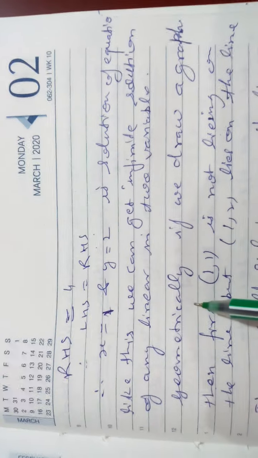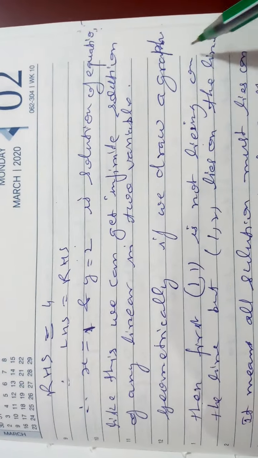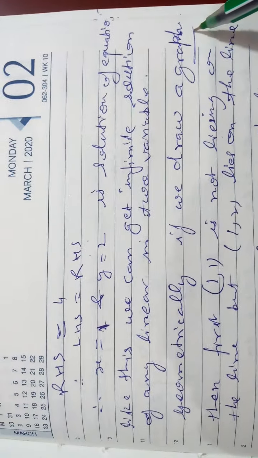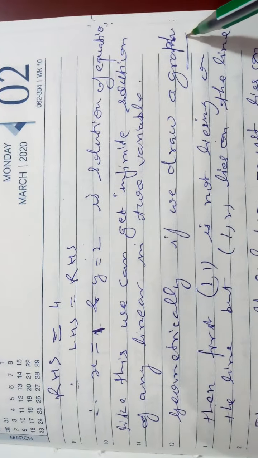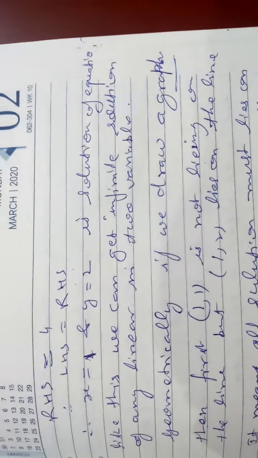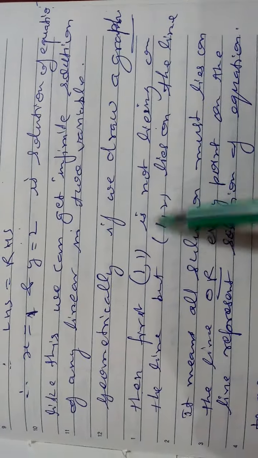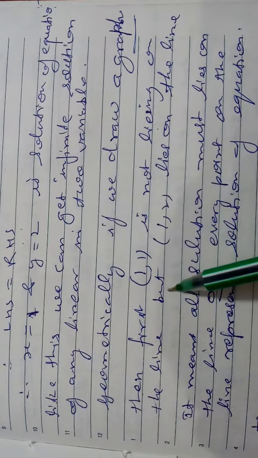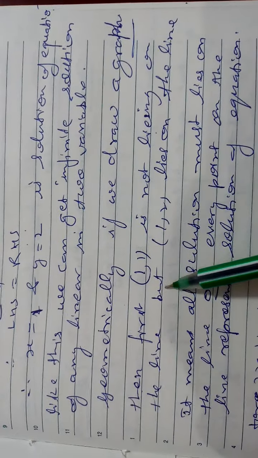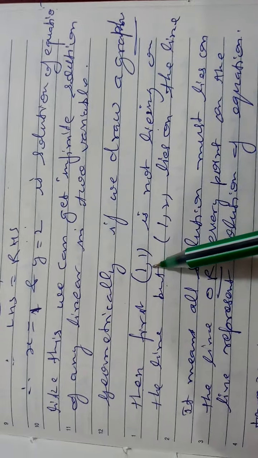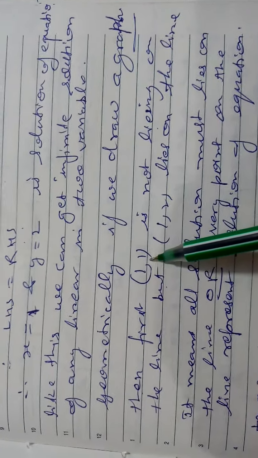What is geometrically? Geometrically means we will draw a graph. When we draw a graph of a linear equation, you will get a straight line. The same line I am drawing. Then we can check. First (1, 1) is not lying on the line, but (1, 2) is. This is coordinate geometry, which we know from class 9.